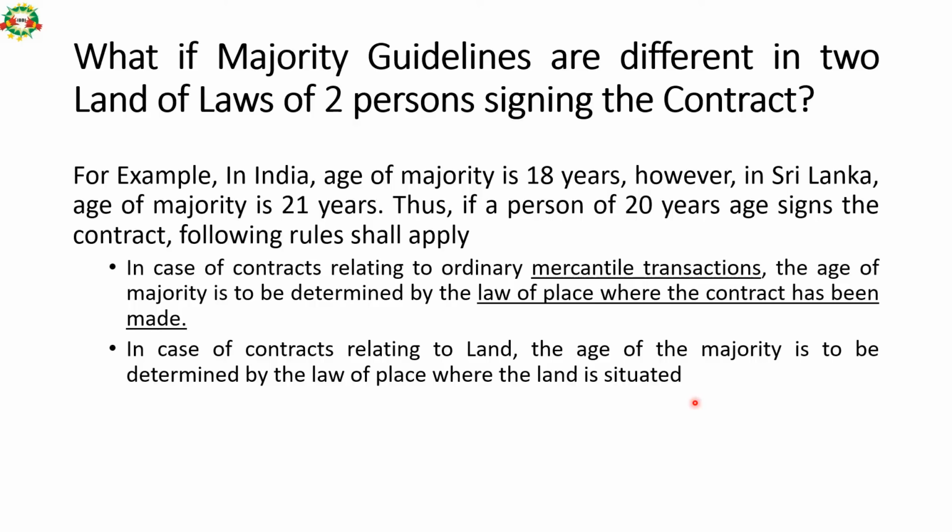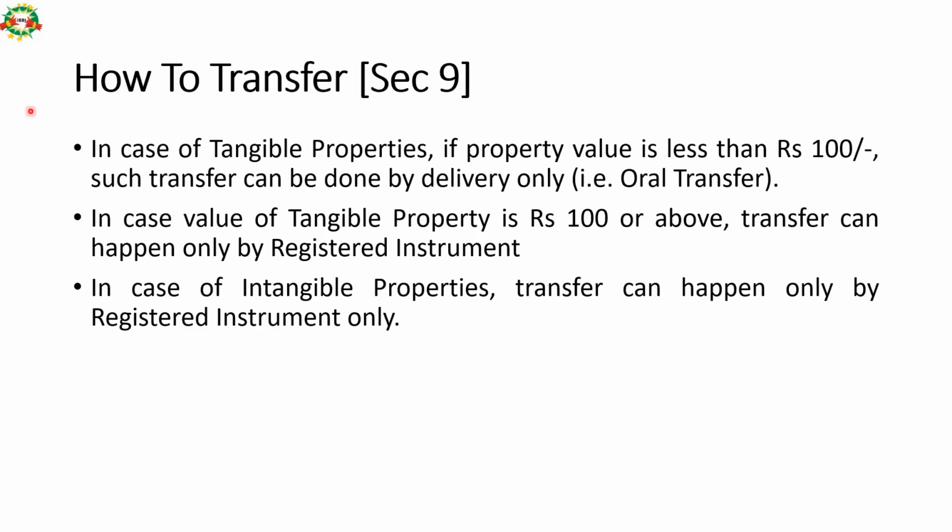So in case of property, land or building, if A and B are signing a contract, right? But the property is falling in Sri Lanka. So this person is a minor, so he cannot sign this contract, whether the contract is being signed in India or in Sri Lanka, since the property falls in Sri Lanka. However, if the property falls in India, then the contract is valid, either it is signed in India or in Sri Lanka. No issues. How to transfer?